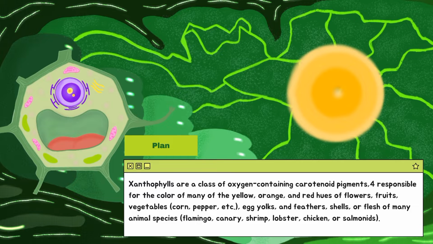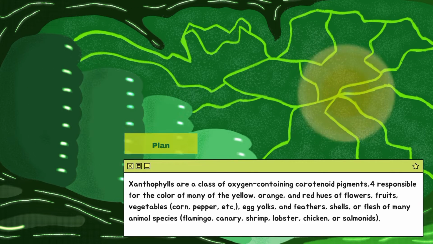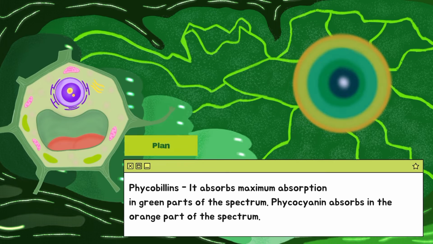Xanthophylls are a class of oxygen-containing carotenoid pigments, responsible for the color of many of the yellow, orange, and red hues of flowers, fruits, vegetables, egg yolks, and feathers, shells, or flesh of many animal species. Phycobilins: phycoerythrin has maximum absorption in the green part of the spectrum. Phycocyanin absorbs in the orange part of the spectrum.